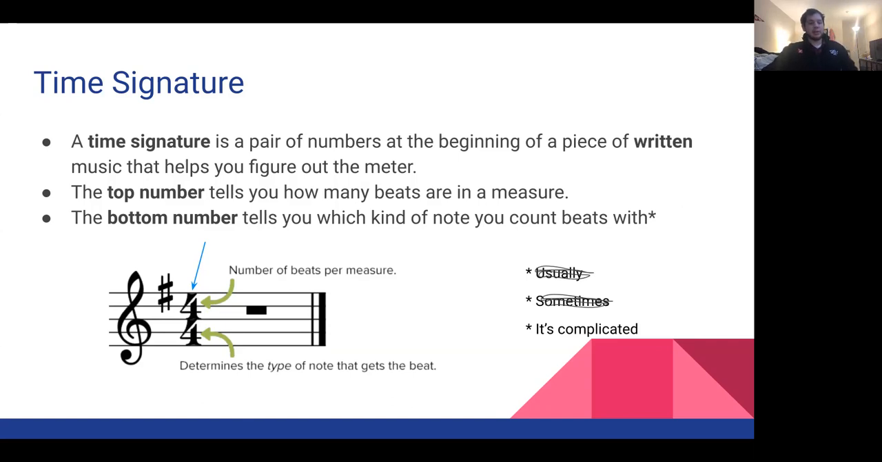All right, I'm excited. So that top number tells you how many beats are in the measure. In this case, there are going to be 4 beats in this measure. This bottom number here determines the type of note that gets the beat. That's a fancy way of saying which kind of note you count them with.